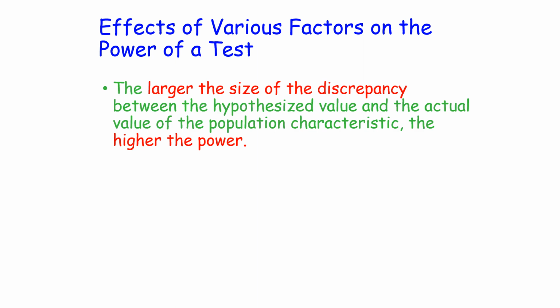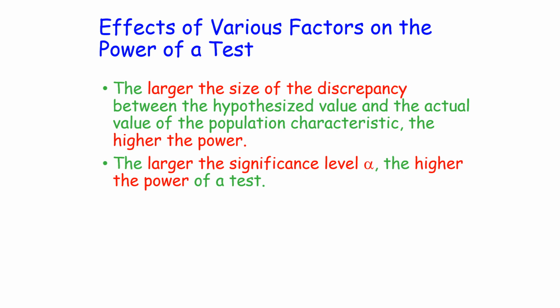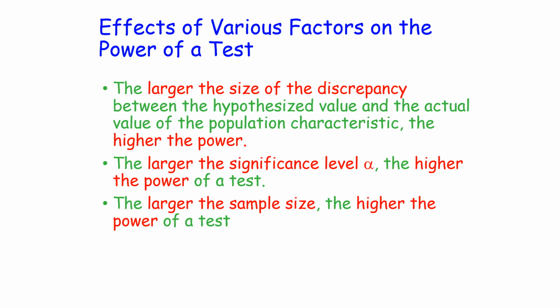So what are the effects of various factors on the power of a test? The larger the size of the discrepancy between the hypothesized value and the actual value of the population characteristic, the higher the power. The larger the significance level, alpha, the higher the power of a test. The larger the sample size, the higher the power of a test.